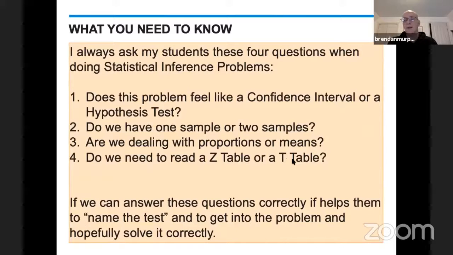I still like tables, and I like to show my students both. But if you're not comfortable with a T table or a Z table, don't worry about it. Your calculator can get all these values.